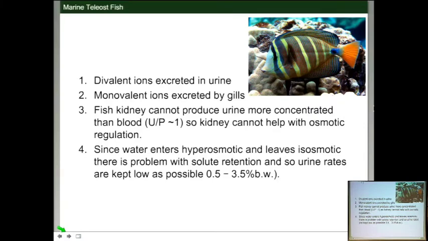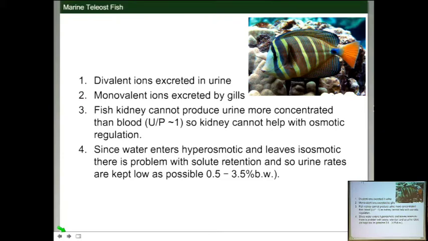One of the ways they do this is that divalent ions, like magnesium sulfate, are excreted in the urine of the fish. And they're at relatively lower concentrations anyway. But the monovalent ions are excreted by gills. And so here again we have the separation between ionic transport and volume regulation, one being kidney, one being gills. Fish kidney can't produce a more concentrated urine than blood. They don't have U/P ratios higher than 1. So the kidney can't help with osmotic regulation. It can handle volume regulation, but not osmotic regulation.